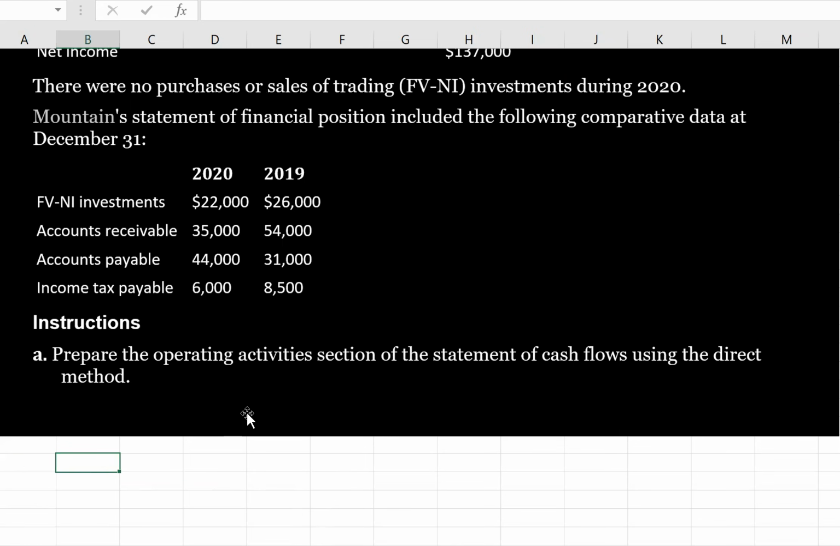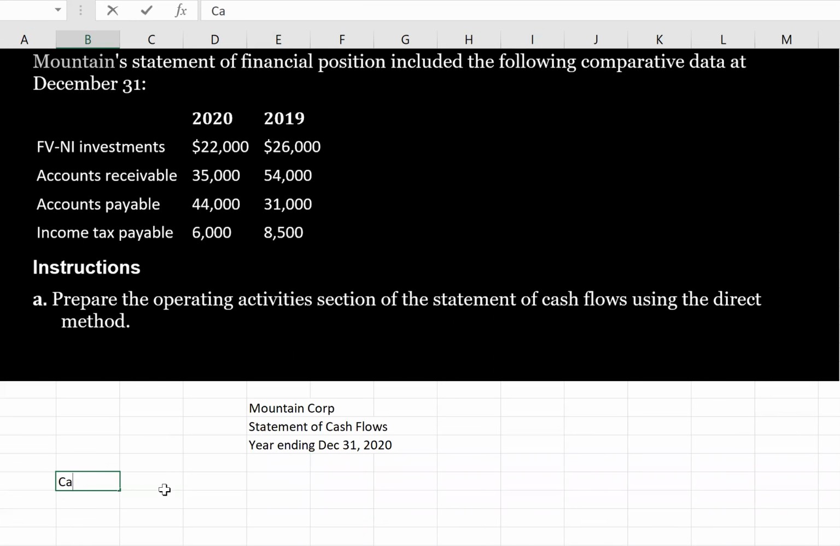So let's put this right here. Let's set up our statement just because it's good practice. So we're going to have Mountain Corp, statement of cash flows, and it's going to be the year ending December 31st, 2020. And we're going to have cash flows from operating activities. And we're using the direct method here. So we need to figure out a few things.